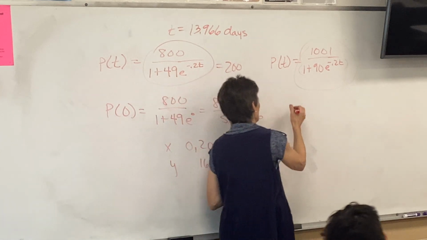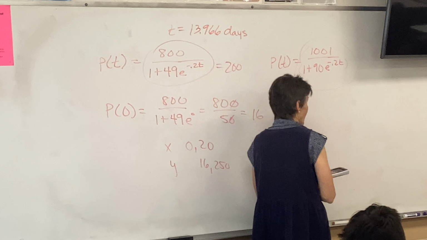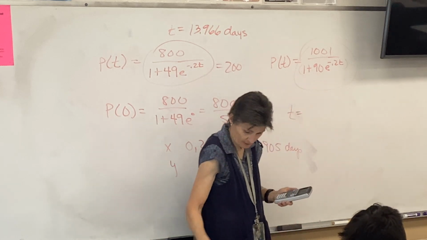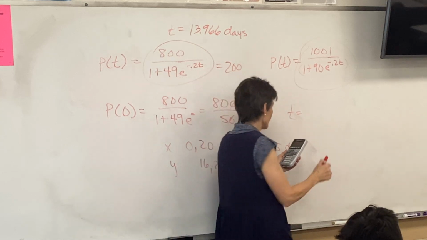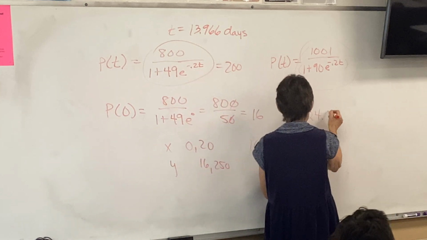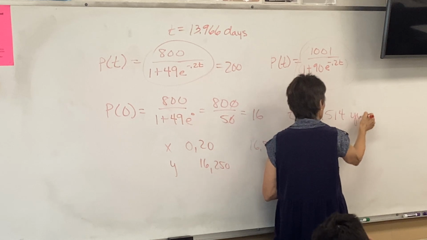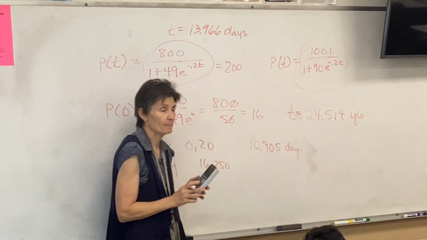Somebody volunteer, how many days or years, whatever it is? 24.514. Yeah, years. So 24.514 years, beautifully done, beautifully done.